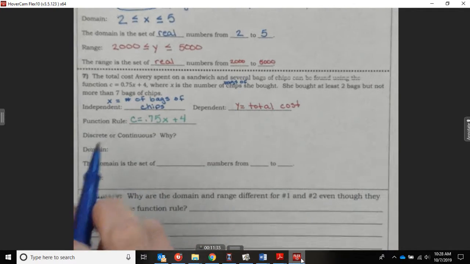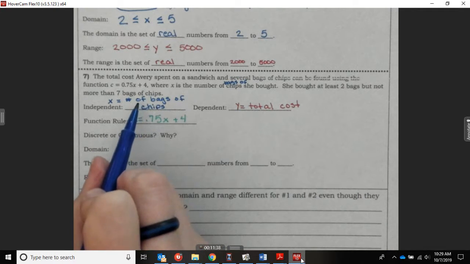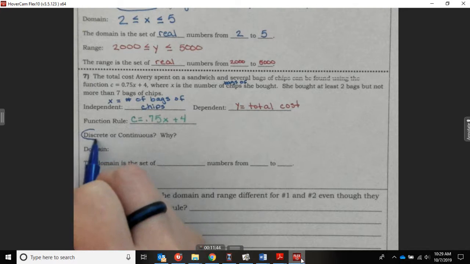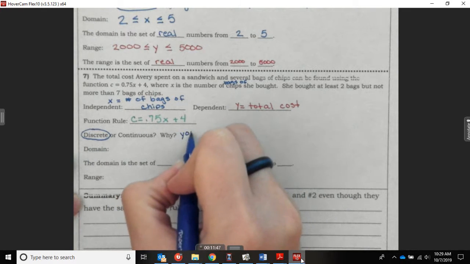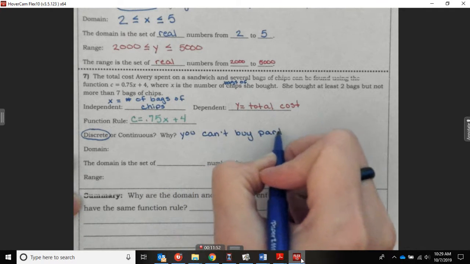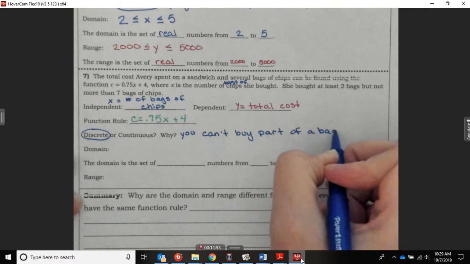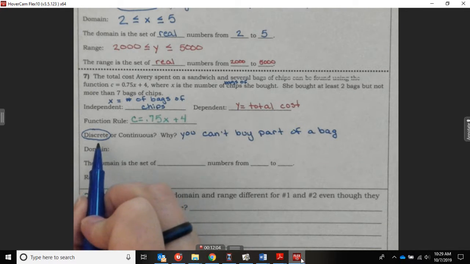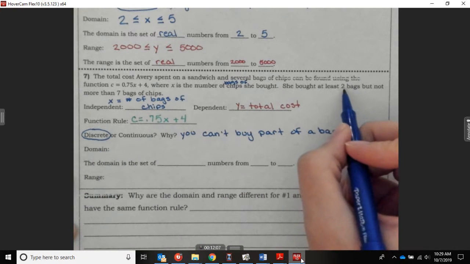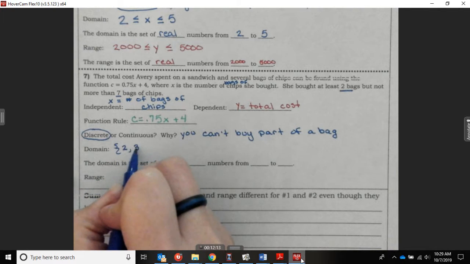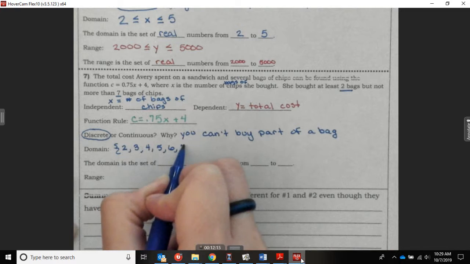And so again, we ask ourselves, can we have negative bags of chips? No. Can I buy a decimal, a fraction of a bag of chips? And the answer is no, which makes this function discrete. You can't buy part of a bag. You could eat part of a bag, but we're not talking about eating them. We're talking about buying them. So you have to buy them in whole bags. And so my domain then, if it's discrete, is a list of numbers. They said that she bought between 2 and 7 bags. So I listed out 2, 3, 4, 5, 6, and 7.